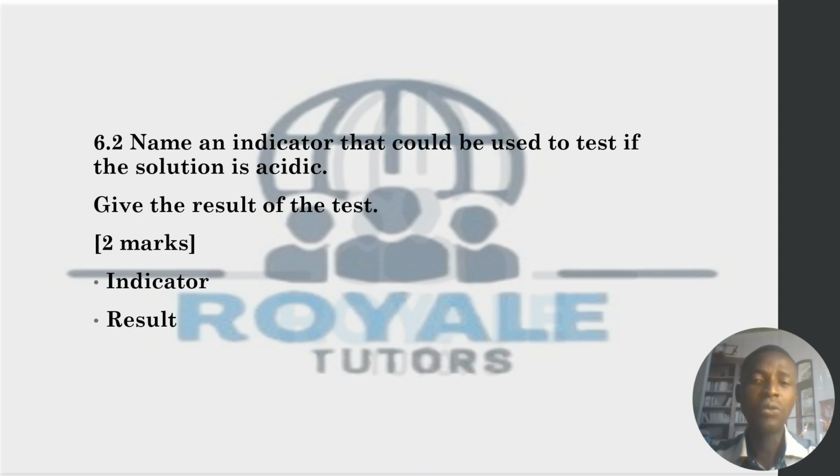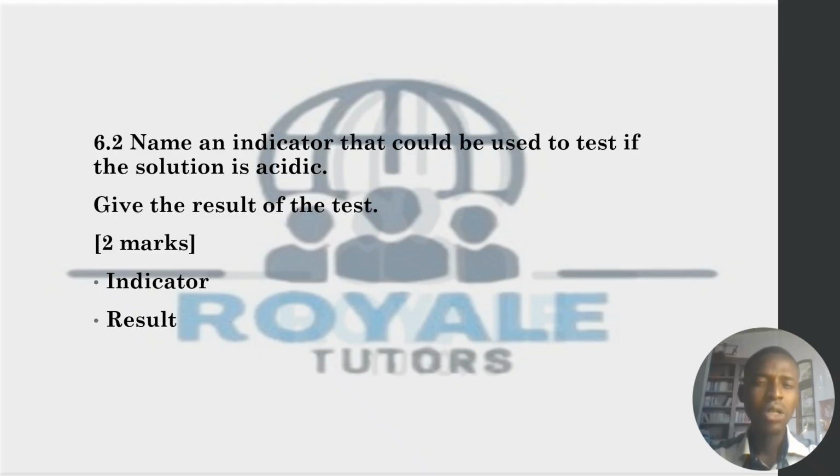So what is expected of you is to mention the name of a particular indicator, then what is going to be the result. Okay, the indicators that show us that a particular solution is acidic. And don't forget, from your pH scale, for you to know the solutions that are acidic, that's from 0 to what? Yeah, if you say 0 to 6, you're correct. Even 6.9. But 7 is at the neutral point, and from 7.1 up to 14 is alkaline or basic.